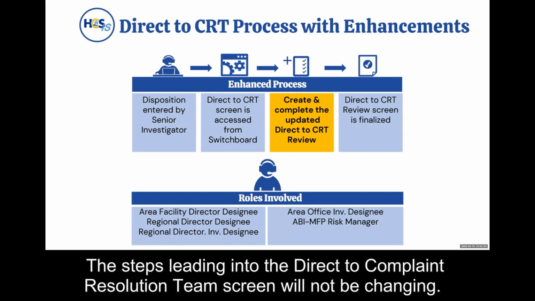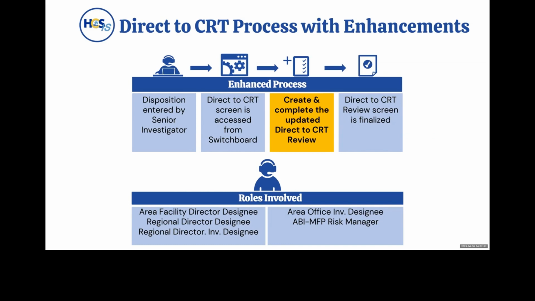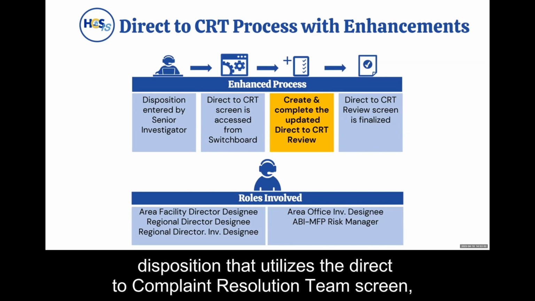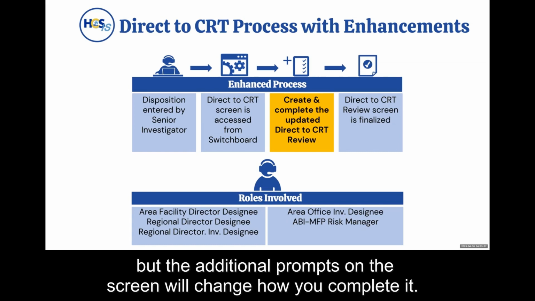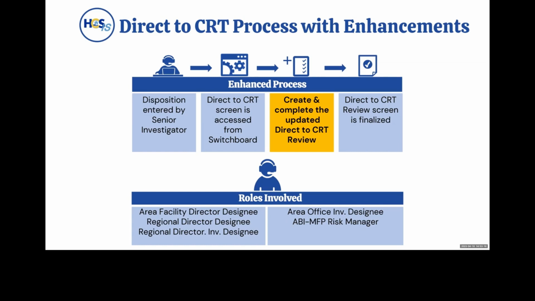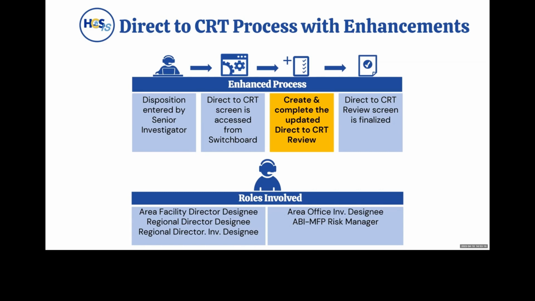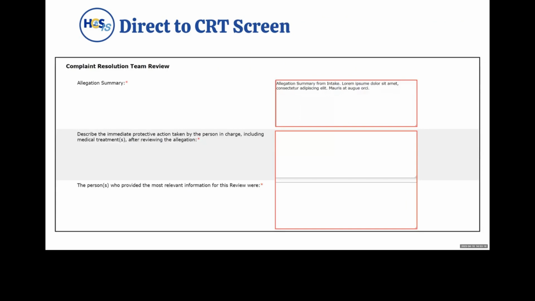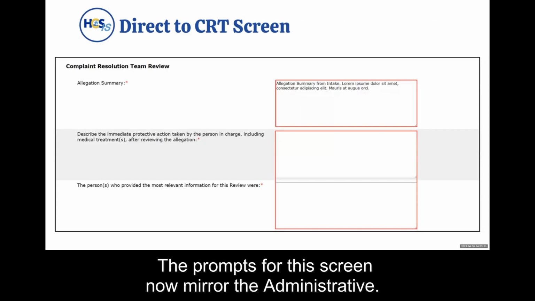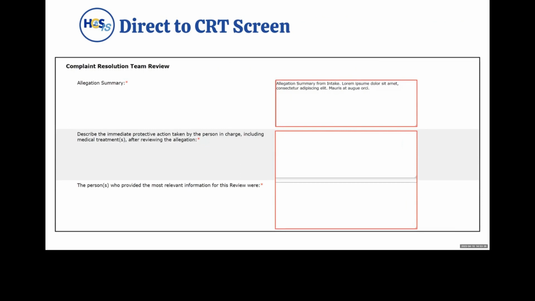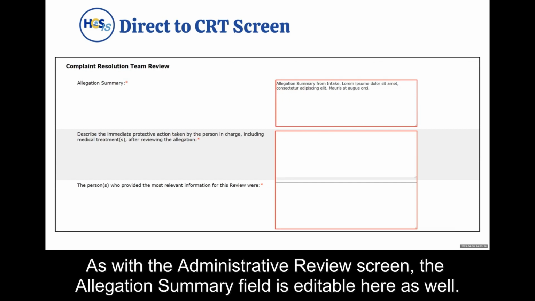The steps leading into the Direct to Complaint Resolution Team screen will not be changing. The Direct to Complaint Resolution Team disposition will remain the only disposition that utilizes the Direct to Complaint Resolution Team screen. But the additional prompts on the screen will change how you complete it. We will view a screenshot of the new screen on the next slide. The prompts for this screen now mirror the administrative review screen and are completed in the same way. As with the administrative review, the allegation field here is editable as well.